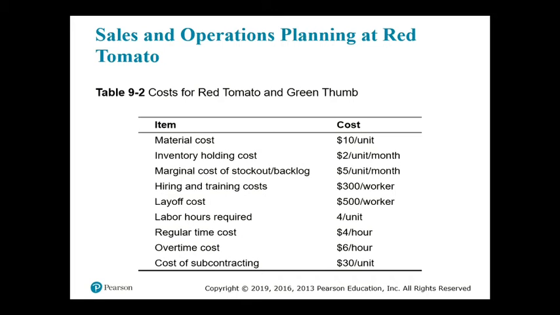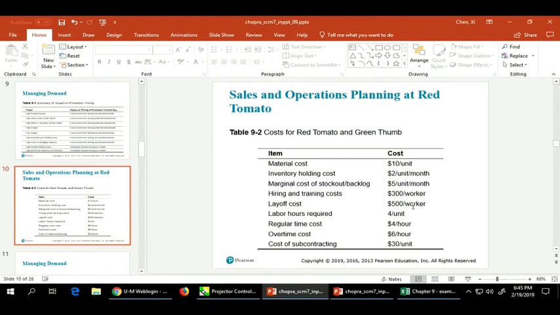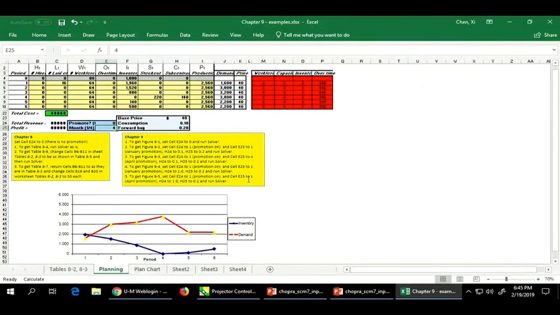Initially they have a disagreement between Green Thumb and Red Tomato. Green Thumb wants to promote during the peak period because it improves sales and revenue more. And Red Tomato, of course, wants to promote during the off-peak period because that reduces their production cost. So let's now see what is the optimal approach.